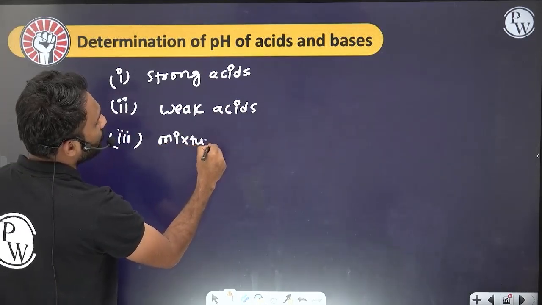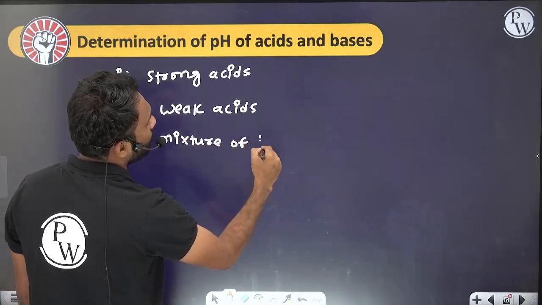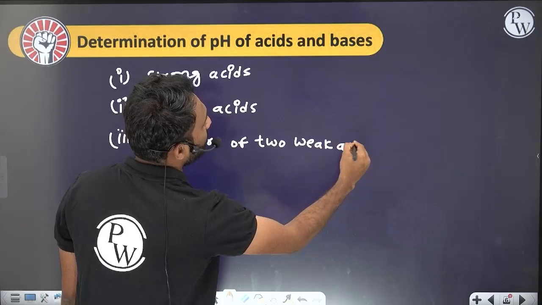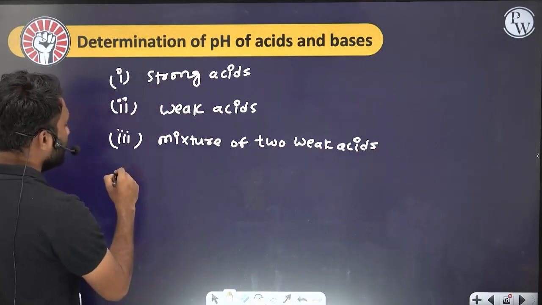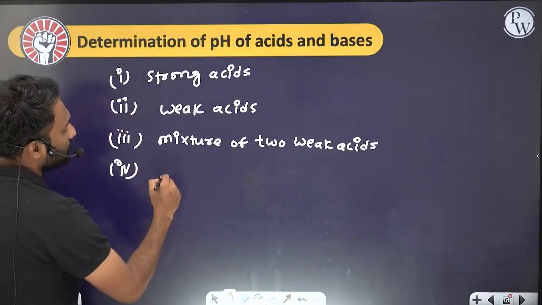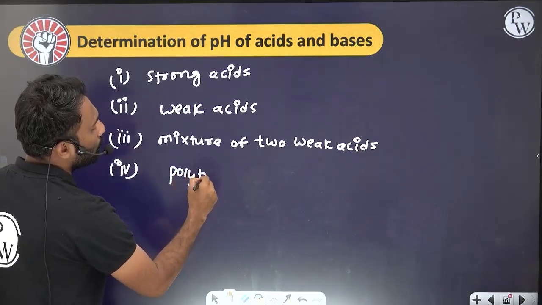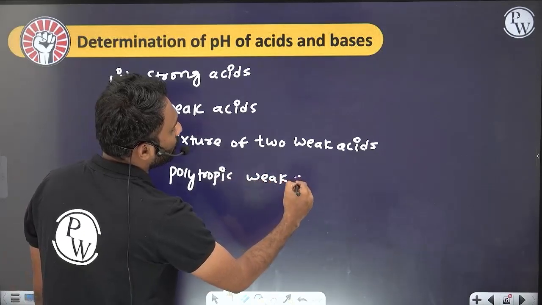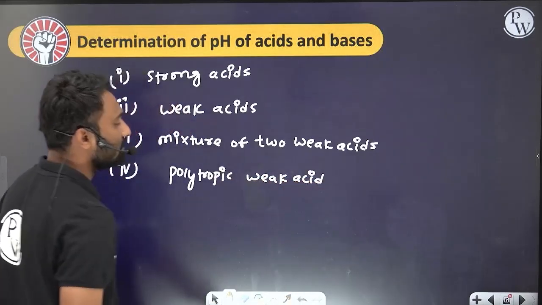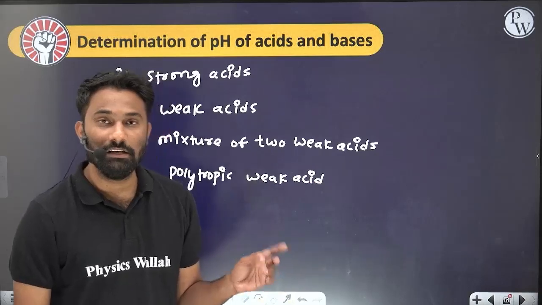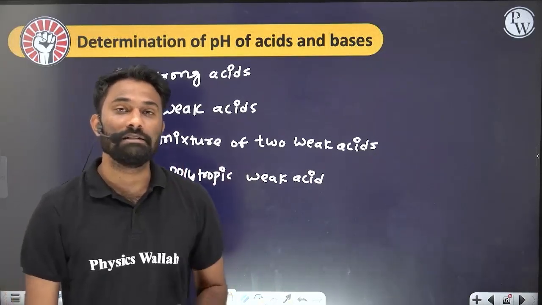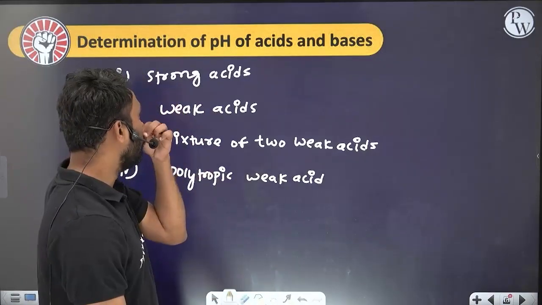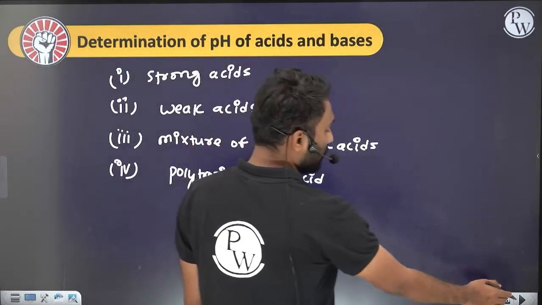mixture of two weak acids. Next we are going to see polyprotic weak acid, that is, a weak acid that may give 2 H plus ions to the solution. Okay, now first we are going to see the strong acids pH.